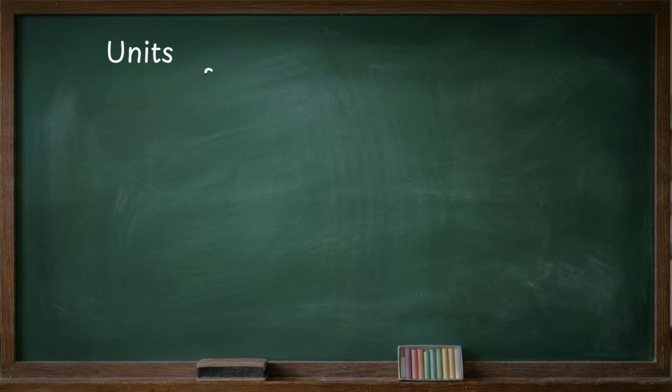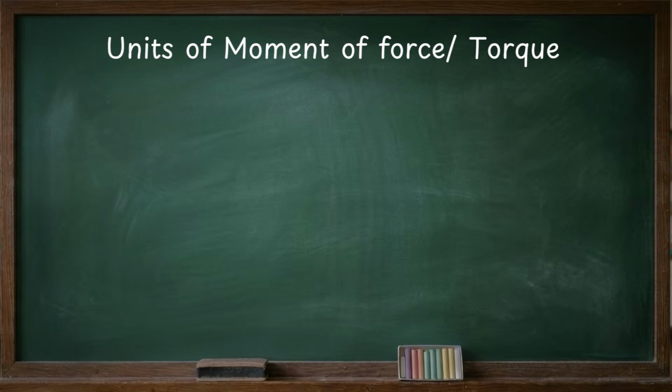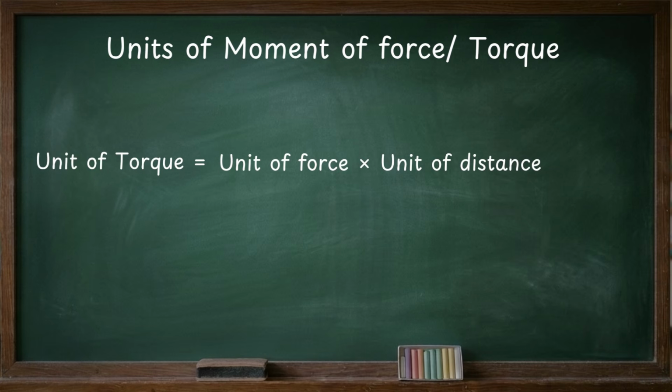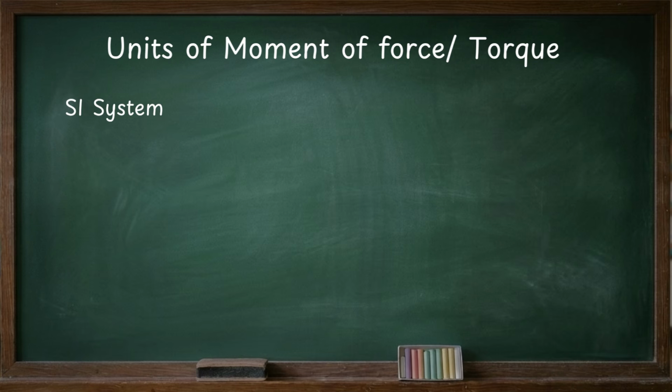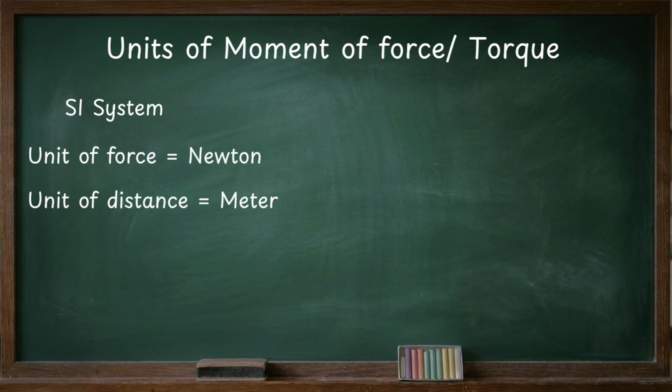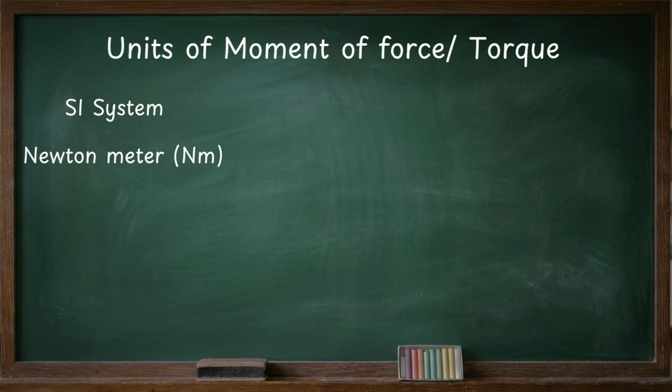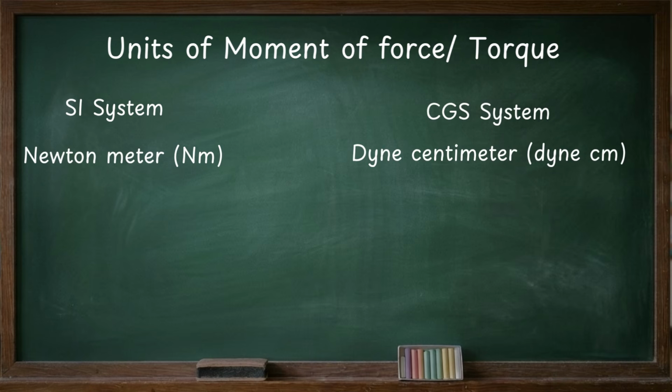Now, let's talk about units. Since torque is force multiplied by distance, its unit is simply the unit of force multiplied by the unit of distance. In the SI system, force is measured in newtons and distance in meters. So the SI unit of moment of force is the Newton meter, which we write as Nm. In the smaller CGS system, force is measured in dynes and distance in centimeters, giving us the unit dyne centimeter.